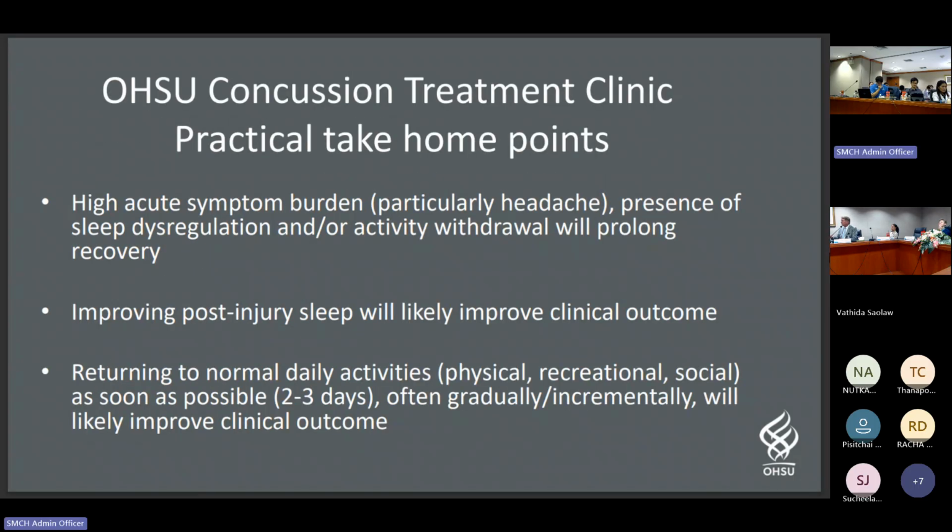So the take-home points from our clinic are that you get a high acute symptom burden and the presence of sleep dysregulation, and these things prolong recovery. So that's what we're focusing on, this sleep recovery, and trying to figure out how to help with symptom improvement. If we can improve sleep, we do it through cognitive behavioral therapy for insomnia, CBT-I. You can look that up and implement that as well. And then returning to normal activities sooner rather than later will actually help with recovery.